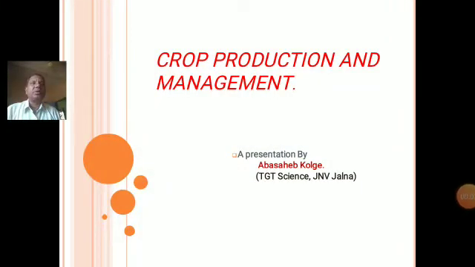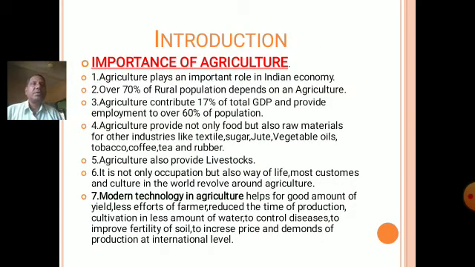Today we are going to learn about crop production and management. So, the importance of agriculture. Agriculture plays an important role in the Indian economy. Over 70% of the rural population depends on agriculture. Agriculture contributes 17% of the total GDP and provides employment to over 60% of the population.